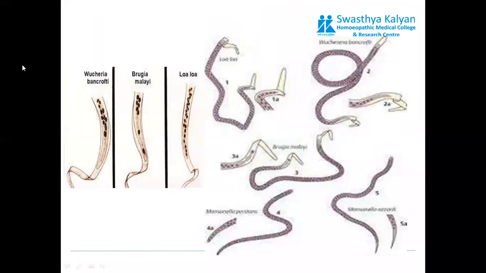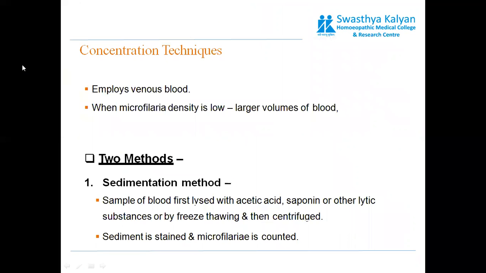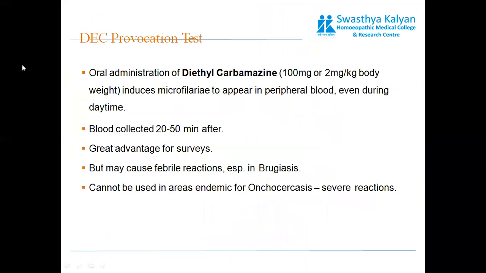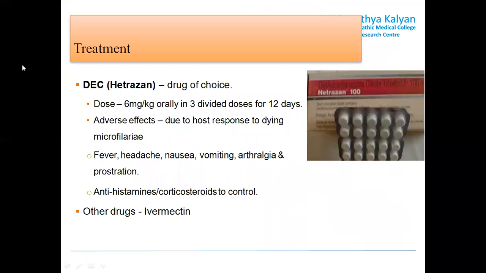Wuchereria bancrofti and Brugia malayi. There is also one more that is known as Loa loa. We'll read that in a different section. We have concentration techniques for this microfilariae. We'll skip this part. We even have the treatment part, the discussion of the type of drug that is used. But this is beyond our therapeutic part because we don't follow allopathic drugs in it.